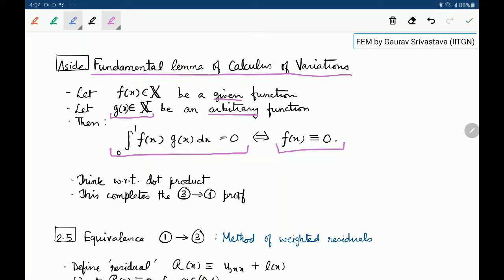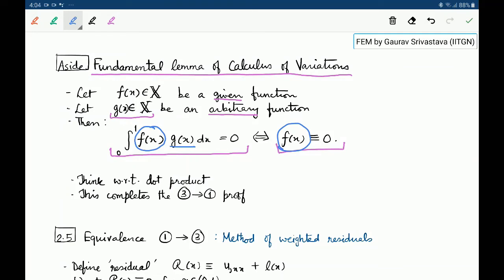Now this integral 0 to 1 need not always be 0 to 1. Basically the idea is that whichever domain we are looking at, it is defined there. But the basic idea is that if a given function times an arbitrary function's definite integral is 0, what this lemma says is that that is possible only when that given function is identically equal to 0.